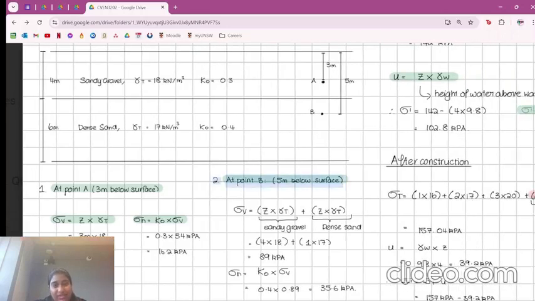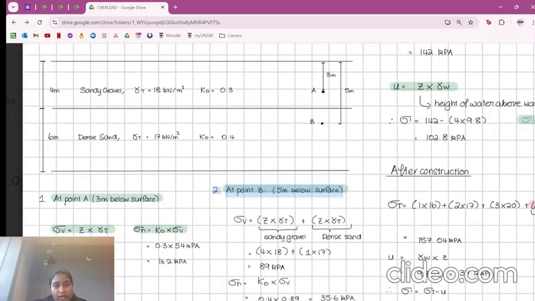Next, you can finally move on to the second layer. So again, you're using the same formulas, except you have to consider that the soil in the second layer is going to be affected by whatever is in the first layer. So that's why you had to calculate all this first. You'll notice that in this point here, you're doing the same thing, except you're doing the sandy gravel soil plus the dense sand soil.